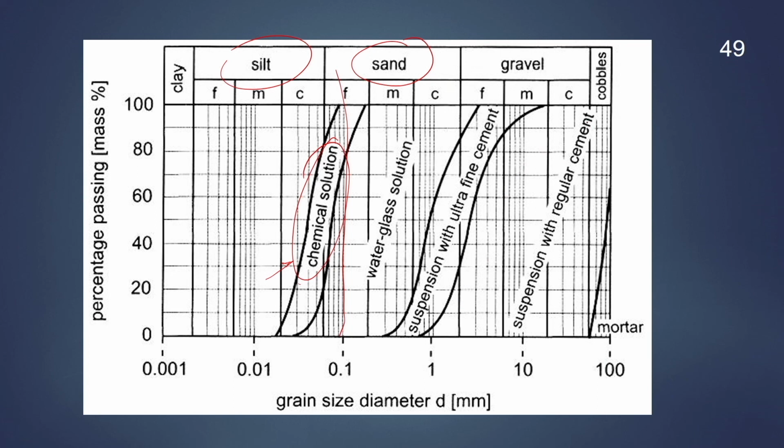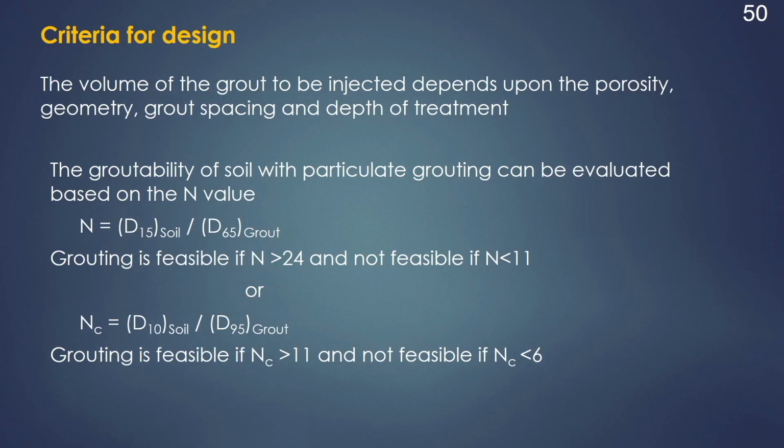If the soil is a coarse-grained soil like gravel or sand, then we can go with the regular cement slurry mixture, or we can go with the water glass solution. And if it is like a cobble, then we use mortar as the grout material. There is a design criteria for the selection of the grout.